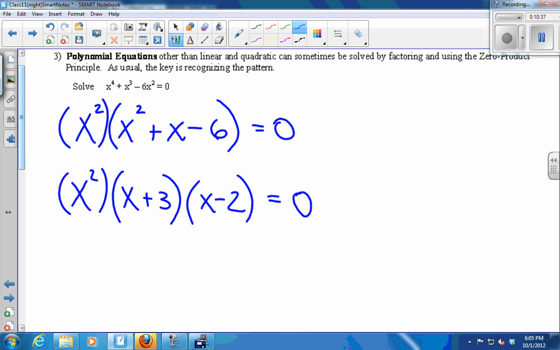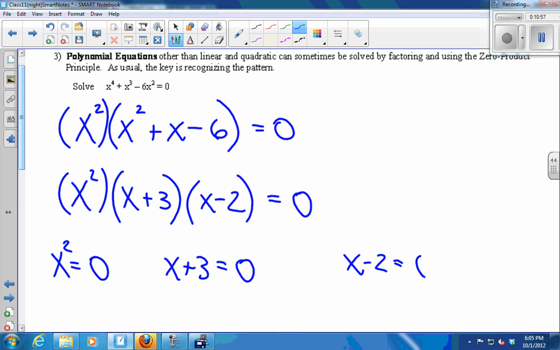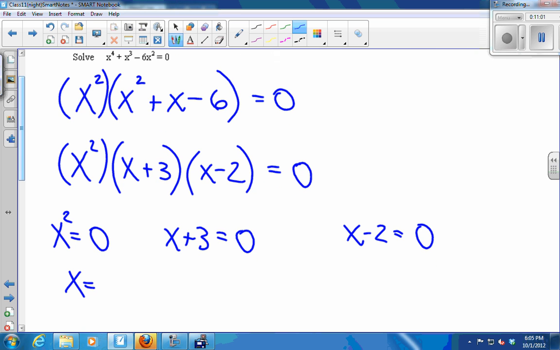So now I'm multiplying 3 things together, and the answer is 0. So the same property applies, the zero product property. If you multiply things together and the answer is 0, at least one of them has to be 0. So either x squared is 0, or x plus 3 is 0, or x minus 2 is 0. So if x squared is 0, that means that x is 0. x is negative 3, or x is 2.